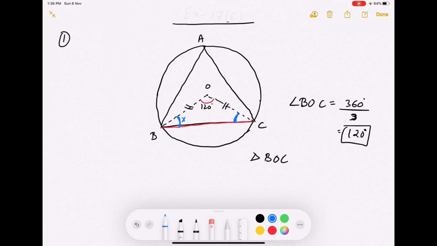So if I denote them by x and x, therefore in triangle BOC by the angle sum property I can say that 120 degrees plus 2x is equal to 180 degrees.